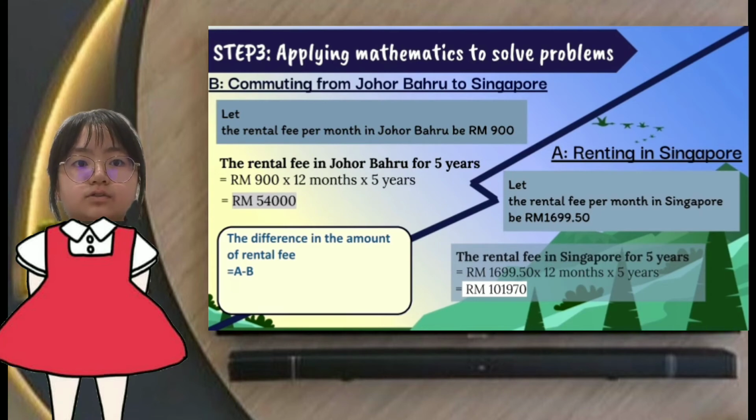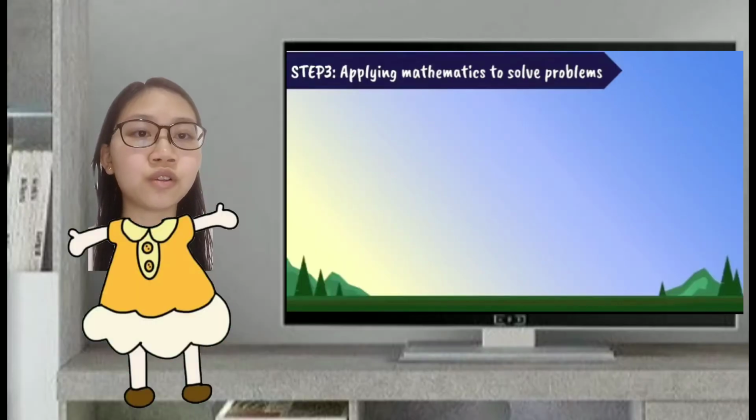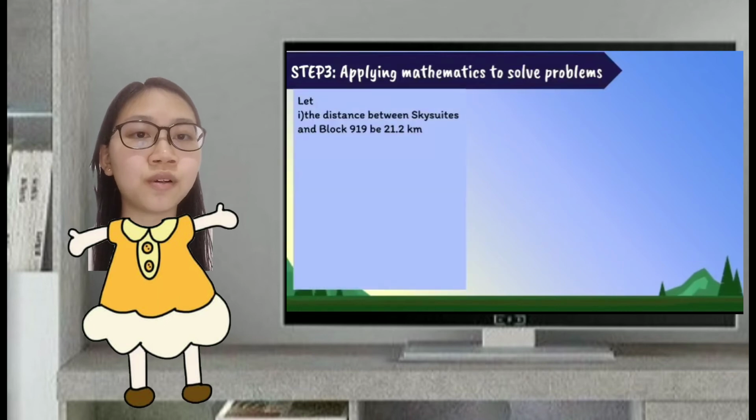minus the rental fee in Johor Bahru for 5 years, which is 101,970 ringgit minus 54,000 ringgit. And the answer is 47,970 ringgit. Regarding the cost of petrol commuting from Johor Bahru to Singapore, let the distance between Sky Suites, which is the house in Johor Bahru, and Block 919, which is the accommodation in Singapore, be 21.2 kilometers.